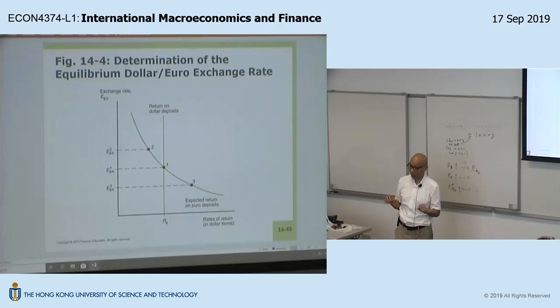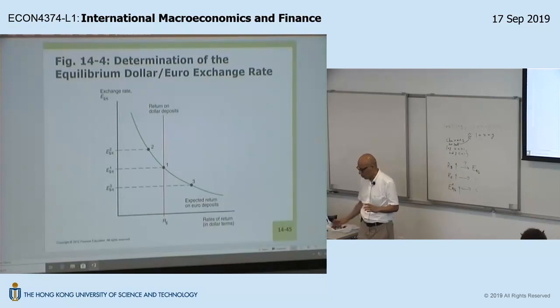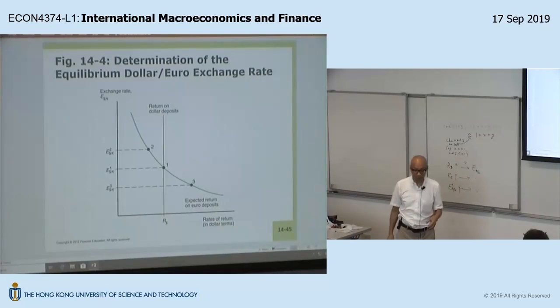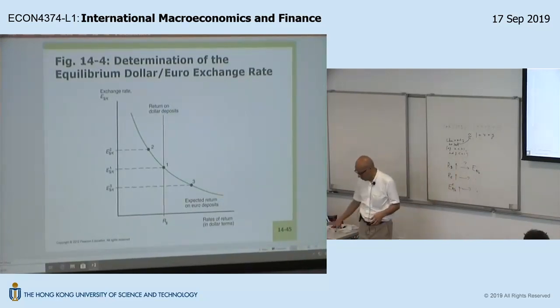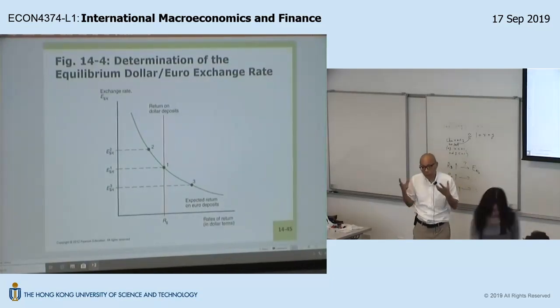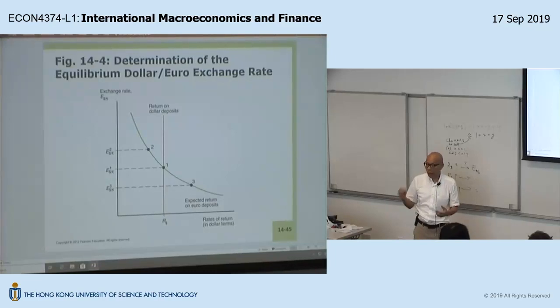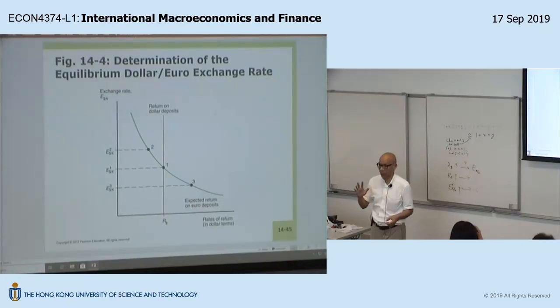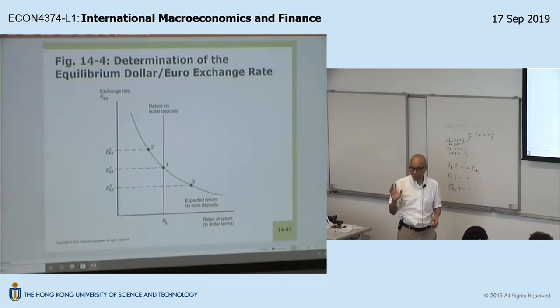You actually see this in reality, in practice. When the U.S. Federal Reserve increases interest rate, it actually leads to an appreciation of the dollar. So interest rate is a very important variable in affecting the U.S. dollar. Whenever the Federal Reserve increases interest rate, it almost always leads to an appreciation of the U.S. dollar.